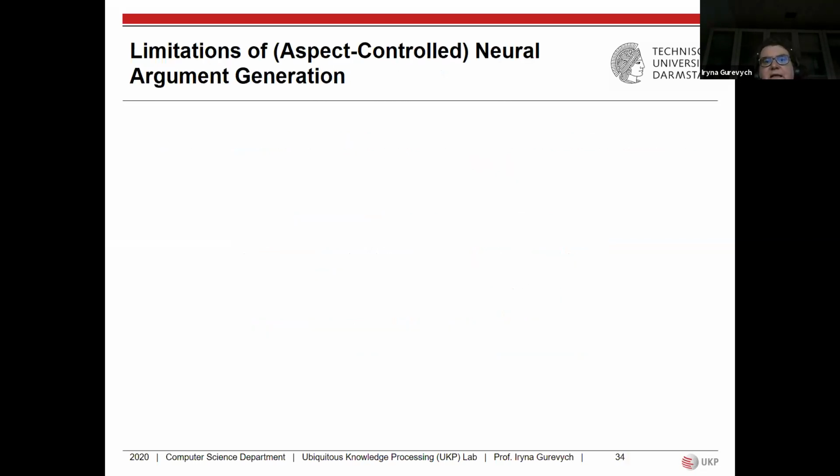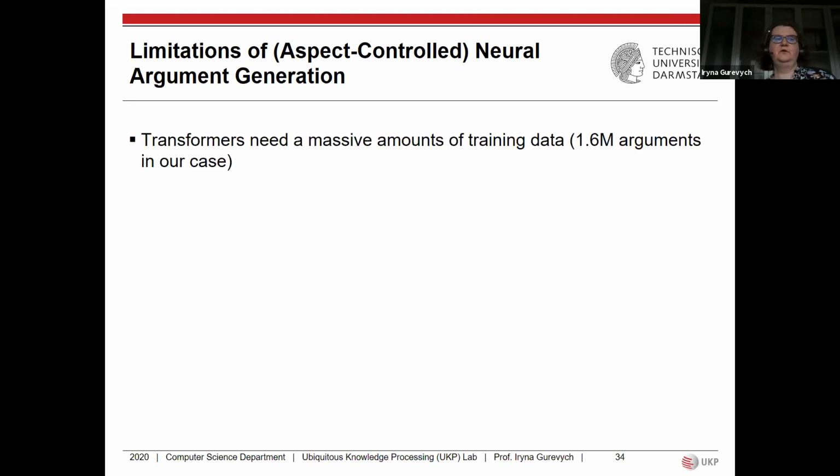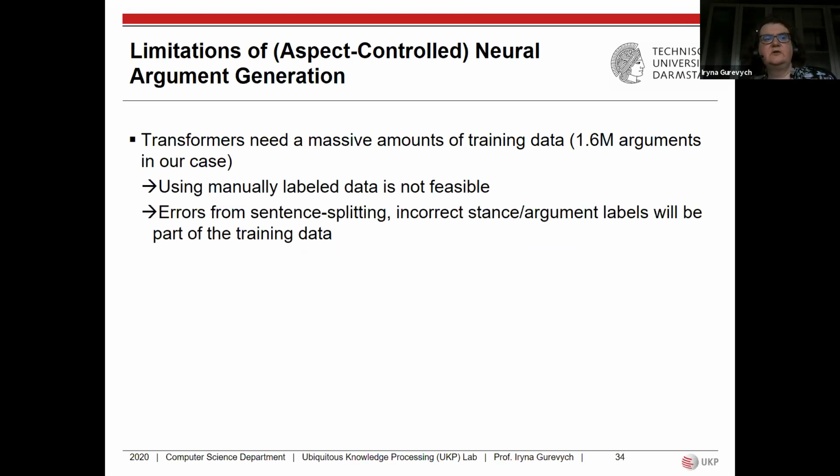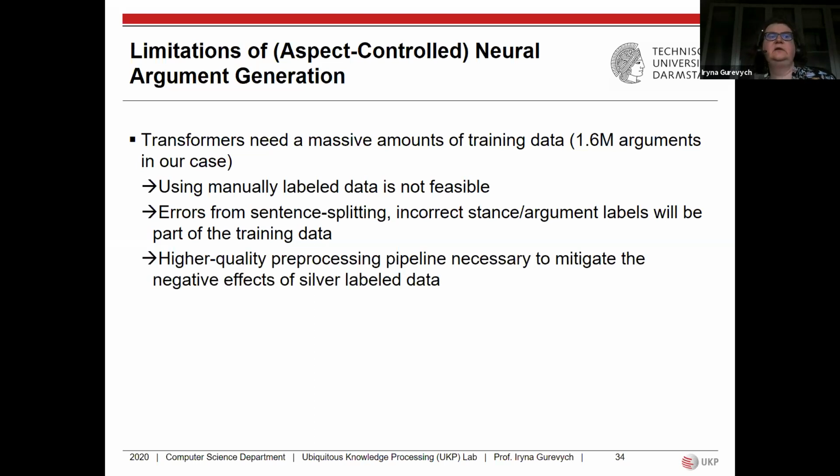The model, nevertheless, has some limitations. And as I said, this work is still in progress, so we are working on some of the aspects. First, transformers need a massive amount of training data. So we only had 8 topics for which we used 1.6 million arguments. And there is no possibility to use manually labeled data of higher quality in such a scenario. However, based on our semi-supervised approach, there are multiple errors from sentence splitting or incorrect stance argument classification that propagate through our training data, and we need a higher quality pre-processing pipeline to mitigate these negative effects.